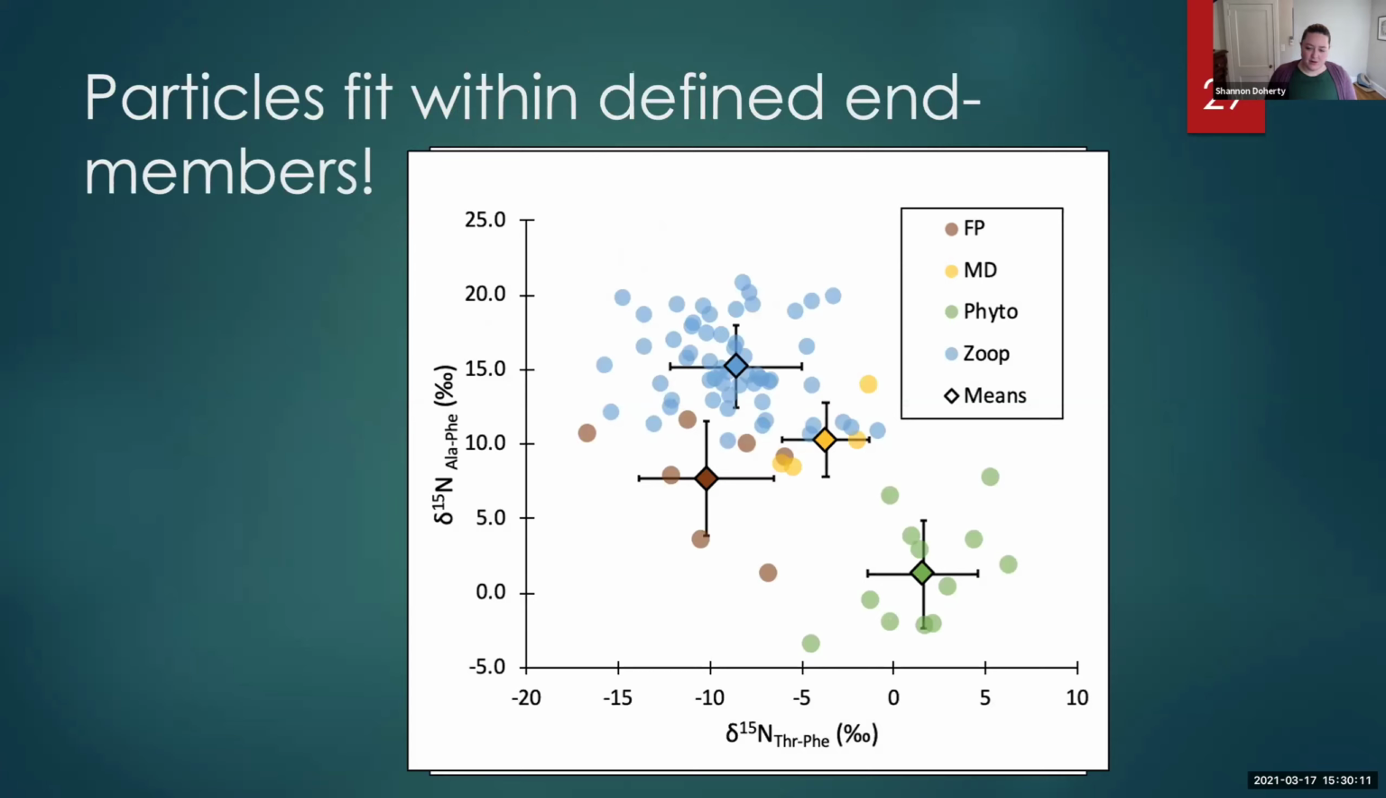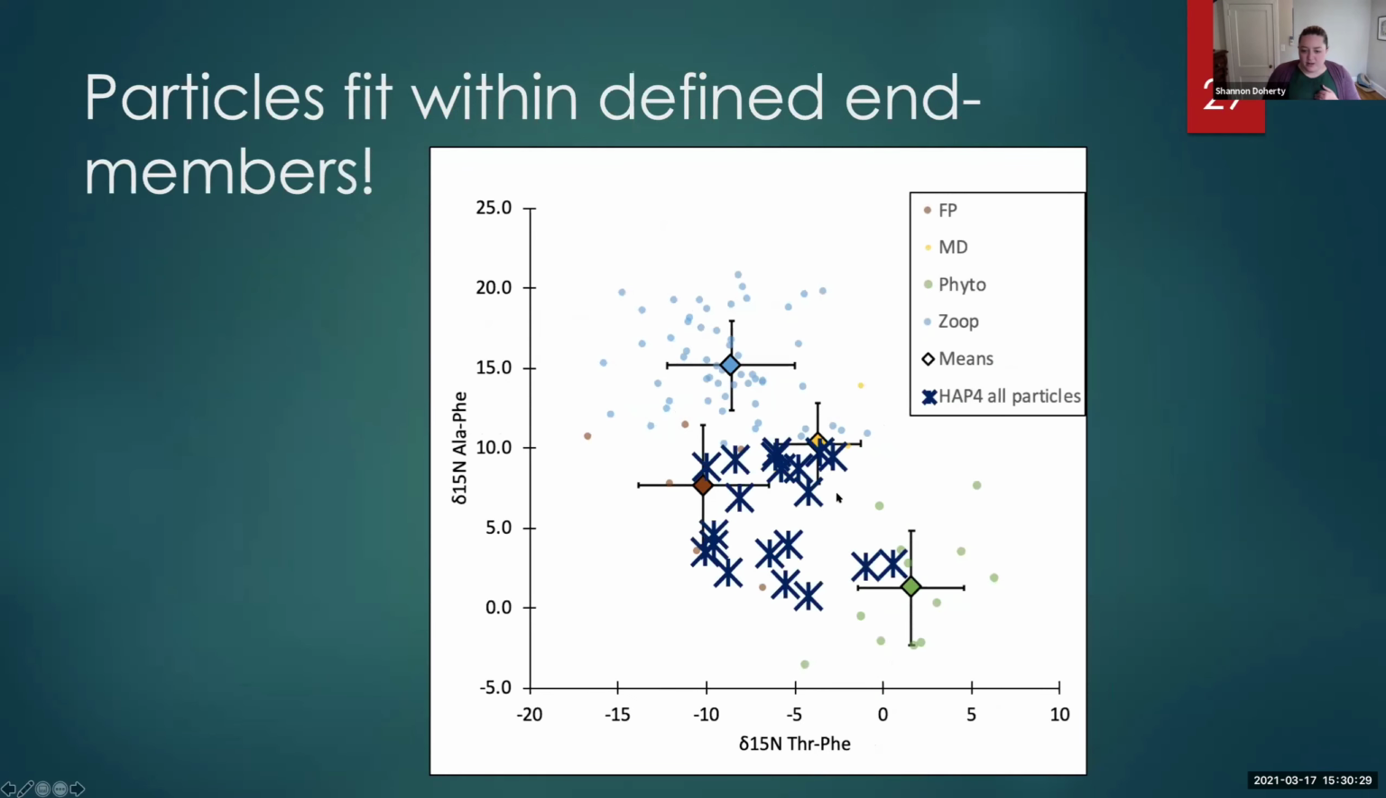So now that we know that these are probable components in our fecal particle samples, we can overlay them onto this classification scheme that we developed in the last part of this talk, with threonine on the x-axis and alanine on the y-axis and our end members. So when we add our particles in these dark blue star symbols, we see that they really do fall in between our defined end members, particularly microbially degraded organic matter, fecal pellets, and phytoplankton. So this is applicable to these particles.